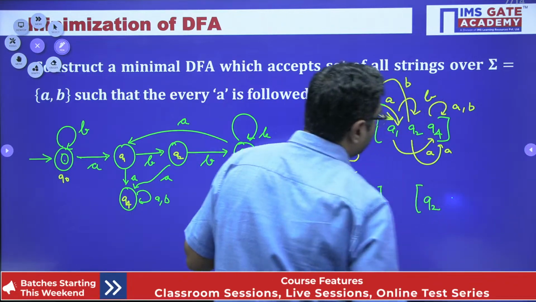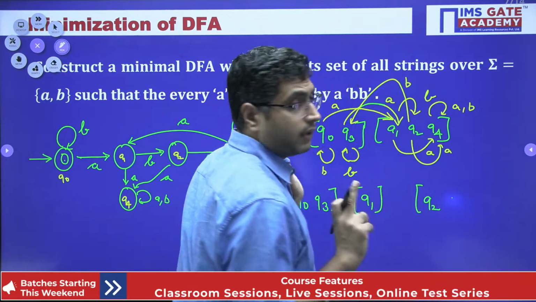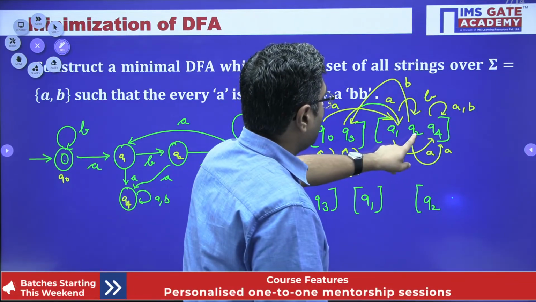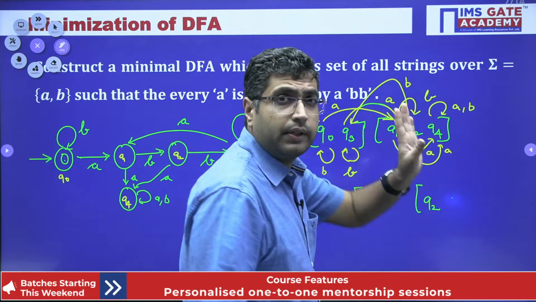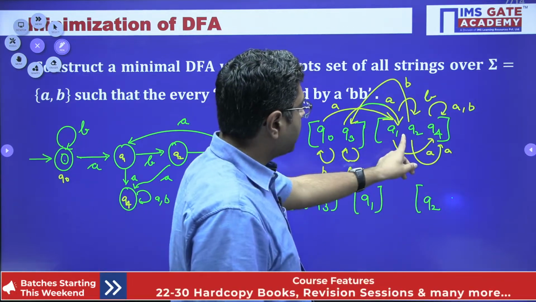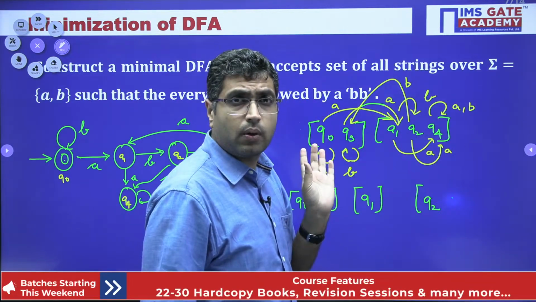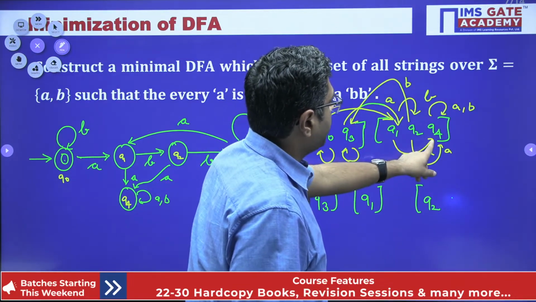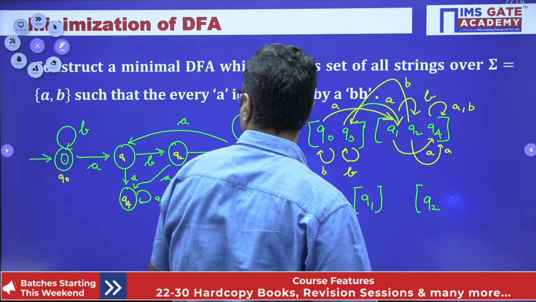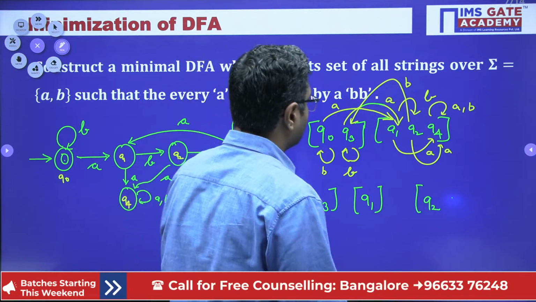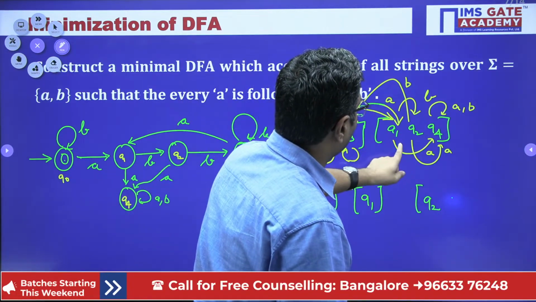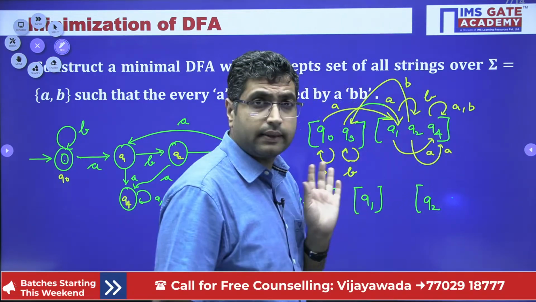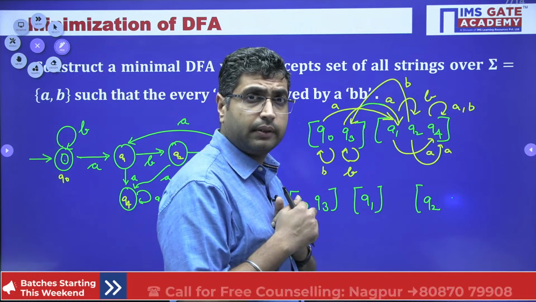Just a second. Let us recheck the behavior together. Q2 and Q4, let's see whether we can have Q2 and Q4 in the same set. Then we'll check whether Q1 and Q4 can come in the same set or not. Let's see that again. Q1 on A goes to Q4 and Q4 on A also goes to Q4. So they are having the similar set behavior.